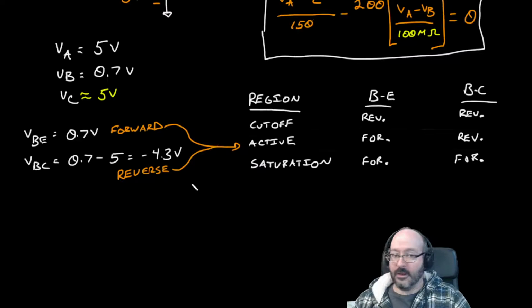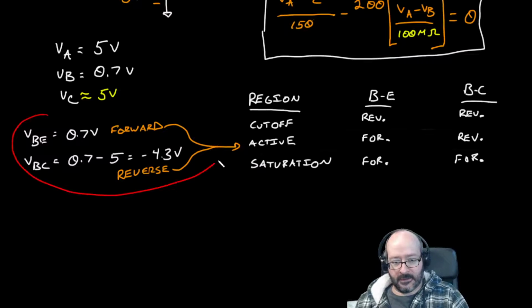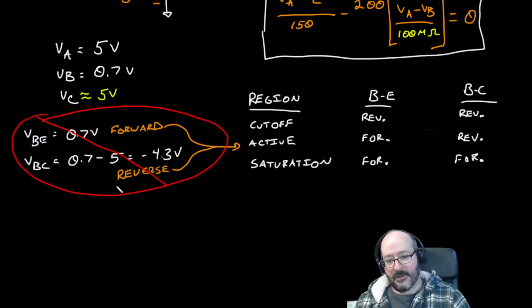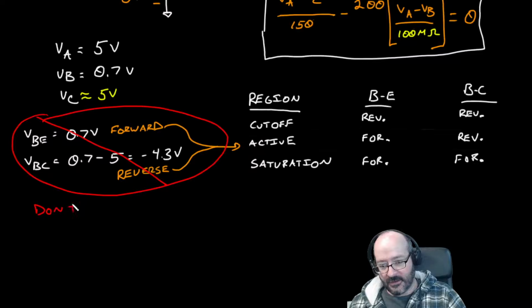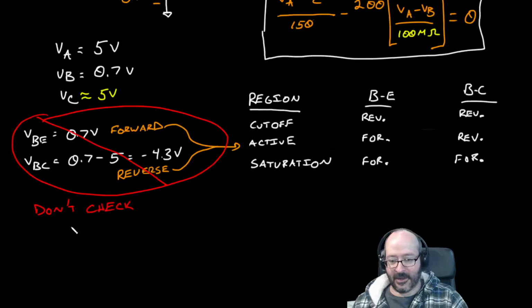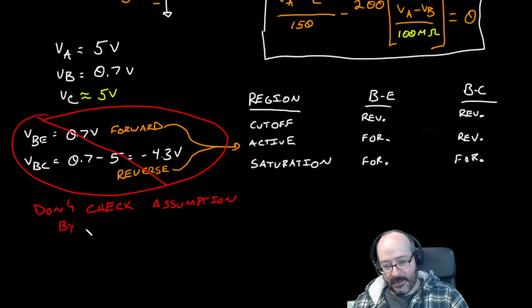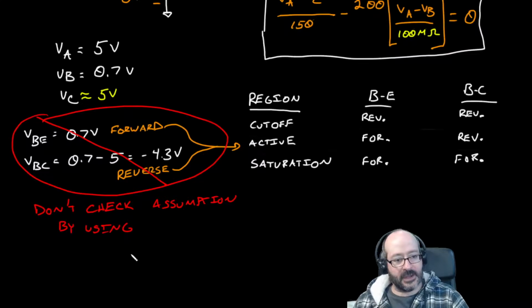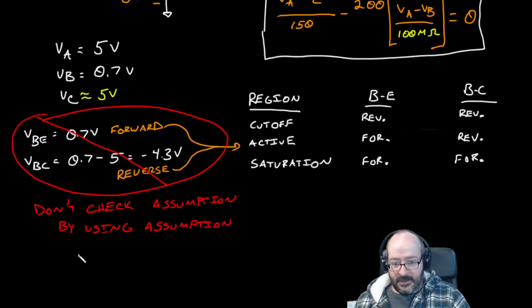Don't do this. Don't check your assumption by using your assumption. It's going to go poorly for you at some point in life. Don't check assumption by using assumption. And this is one of the other reasons why I really prefer to just look at the voltage across CE. So let's do it the other way, and let's see what happens.